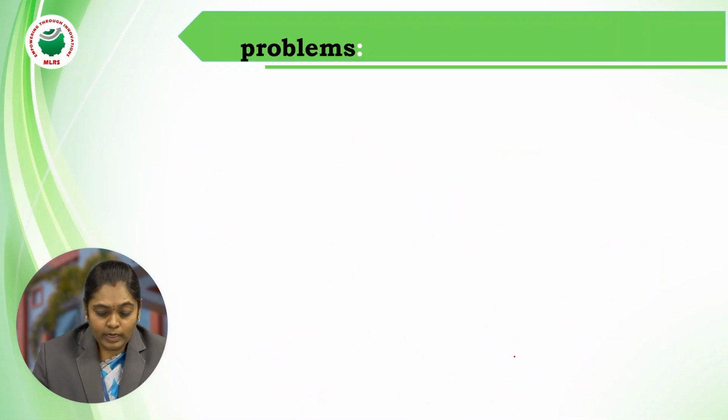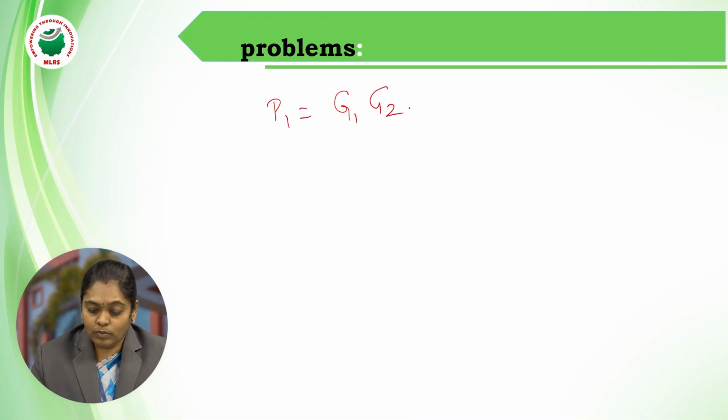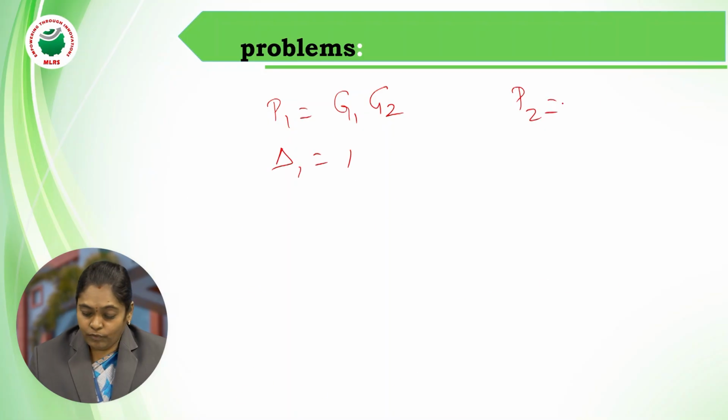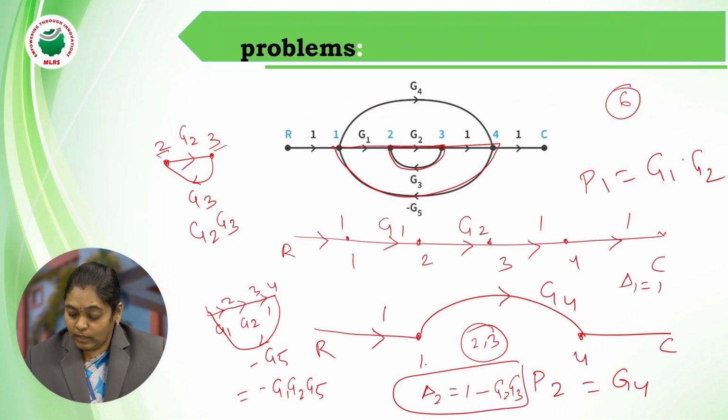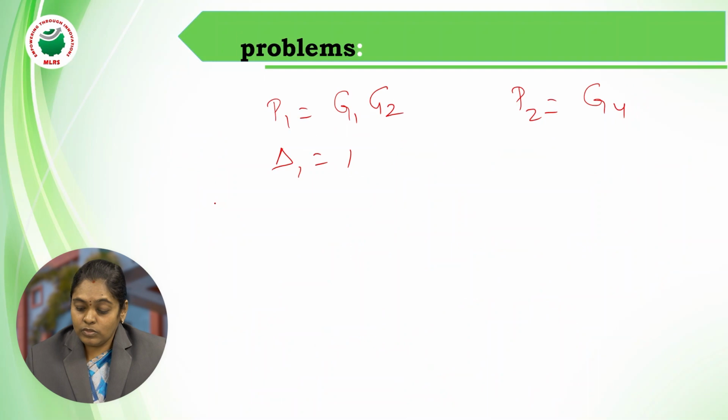So I can write the first forward path as G1, G2, and delta 1 is 1. And I am having a second forward path. That forward path gain is G4. And if you observe the second forward path, the missing nodes are 2 and 3. By combining 2 and 3, I am having a loop. That loop gain is G2, G3. So delta 2 is equivalent to 1 minus G2, G3.